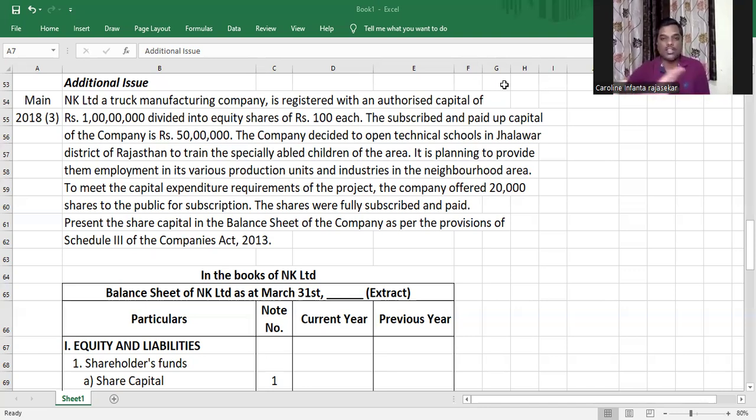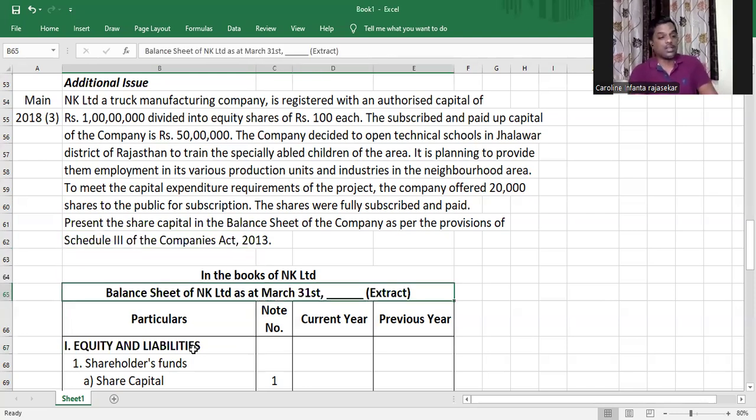There are no calls in arrears, there is no share forfeiture, and yet people get this question wrong time and again when I give it in the question paper as a part of the examination. So let's go ahead and solve this question. I'll tell you how this question is slightly different from the other questions that we solved earlier.